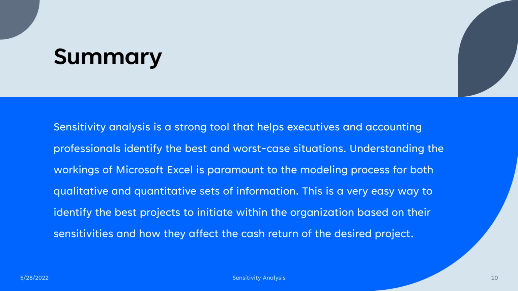In summary, sensitivity analysis is a strong tool that helps executives and accounting professionals identify the best and worst case situations. Understanding the workings of Microsoft Excel is paramount to the modeling processes for both qualitative and quantitative sets of information. This is a very easy way to identify the best practices and projects to initiate within the organization based on their sensitivities and how they affect the cash return of the desired project.